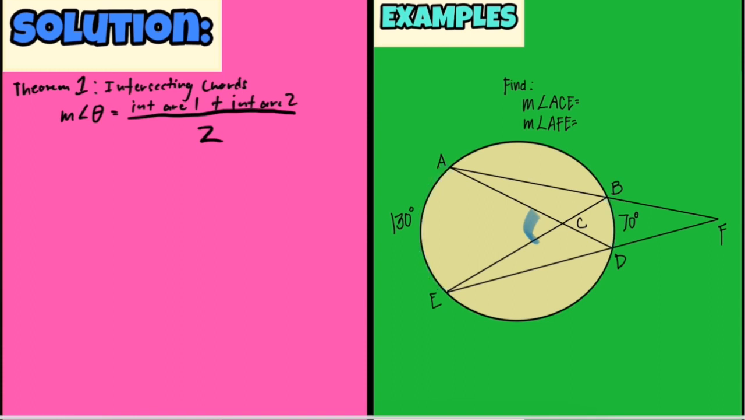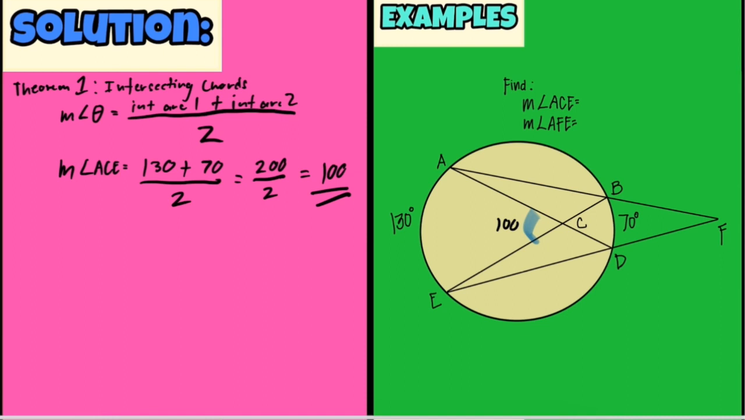Okay, so we can notice that there are values already. So let's solve. The measurement of angle ACE is equal to 130 plus 70 divided by 2. So this will become 200 over 2 or 100. So this one is 100. So this makes this 80. This is 80. This is 100. But you're not looking for it anyway.